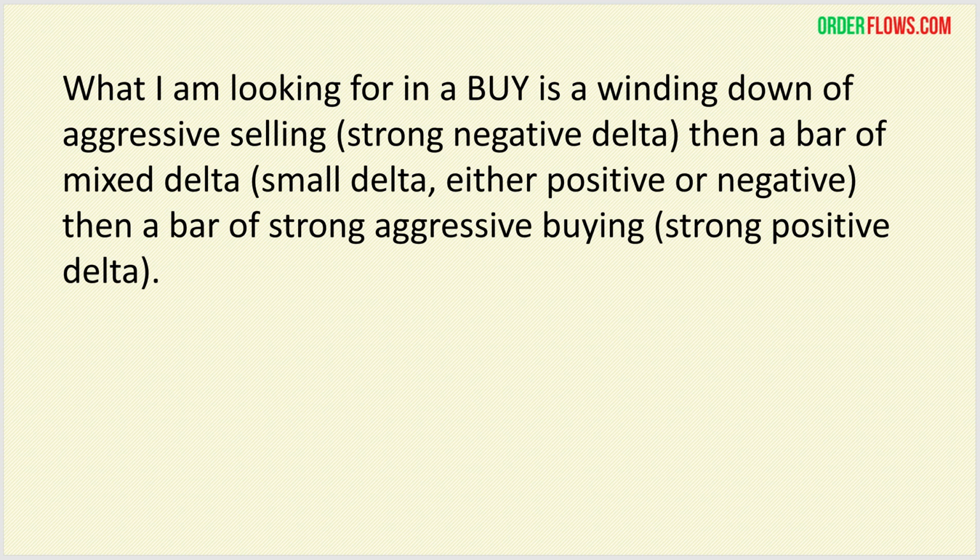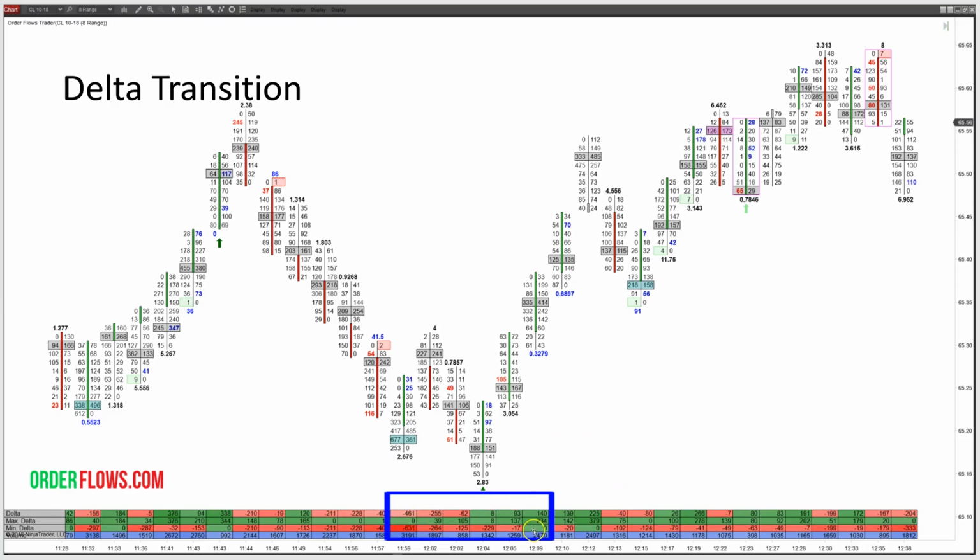So what I'm looking for in a buy is a winding down of aggressive selling, a strong negative delta, then a bar of mixed delta, small delta, positive or negative, doesn't matter, then a bar of strong aggressive buying, strong delta. So again, this is over several bars, but really you can key in on the 3 bars here in the middle: minus 62, small delta positive 8, then strong positive delta 93. In this case, you can see how it's just winding down: minus 461, minus 255, minus 62, small positive 8, plus 93, plus 140.